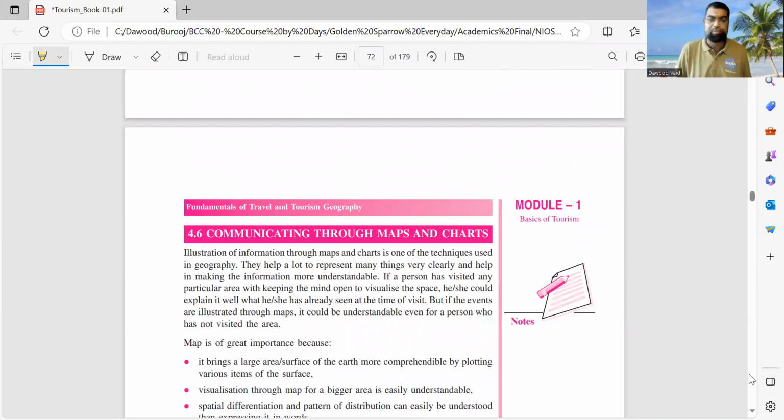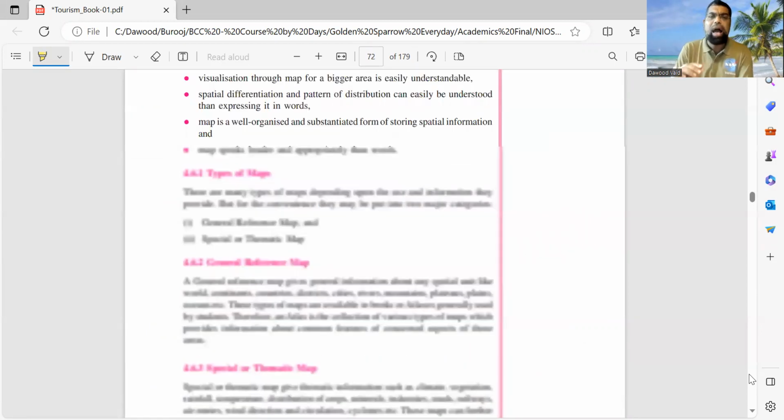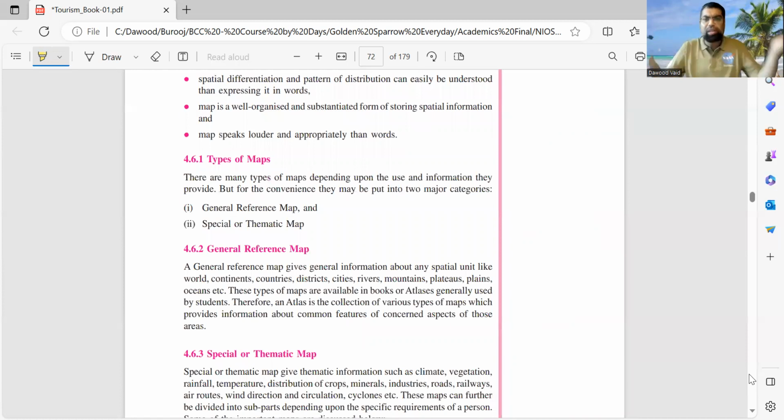Also, you need to know maps. And again, what is a map? A map is a visual reference. It's organized. It is easy to understand. So there are 2 types of map. One is a general reference map. For example, in school, we had the political map. All the states of India, Odisha, Karnataka, Tamil Nadu, Maharashtra, all the states are in the political map.